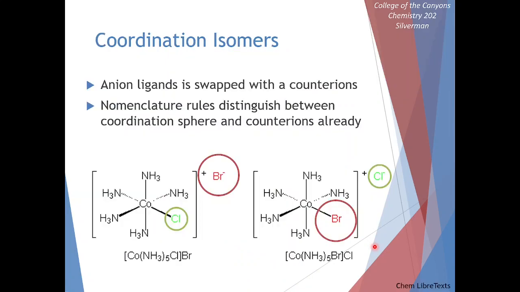We can start with what are known as coordination isomers. When we have ligands that are anions and counterions that are anions, we can have them swap places. If you have a bromide as a counterion, or a bromide as a ligand, and a chloride as a counterion, these two compounds will be different. Luckily, the naming rules we've already discussed can distinguish between these two, and so no new naming rules for these, but we do want to recognize that maybe this could occur if you have negative counterions as well as negative ligands.